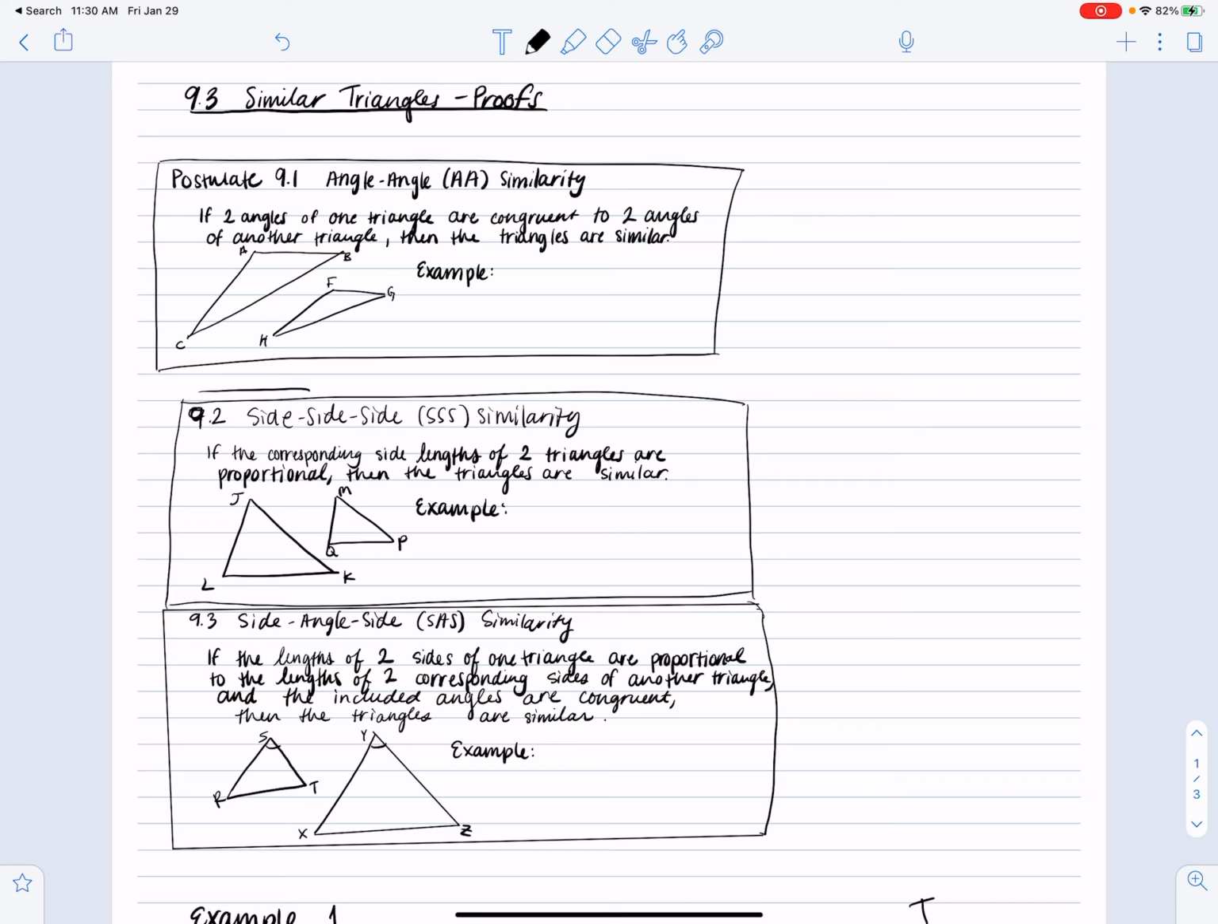And then if you have two sides of one triangle proportional to two sides of another triangle, and then their included angles are congruent, then the triangles are similar. Okay, so that's side angle side similarity. So we're only going to end up using one of these theorems today, but it's helpful to go back and look at all of these and make sure you have access to them.